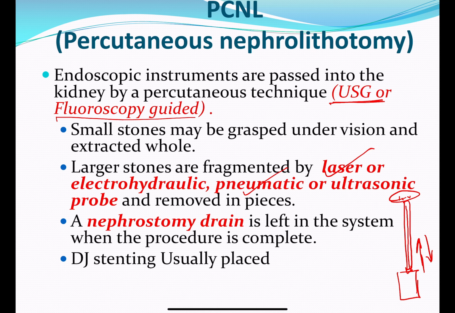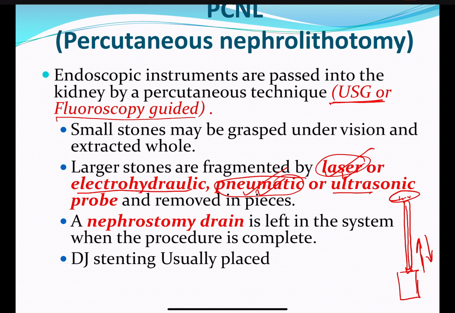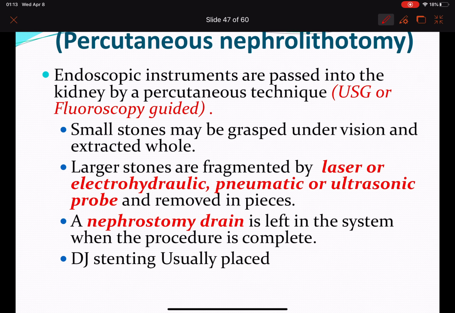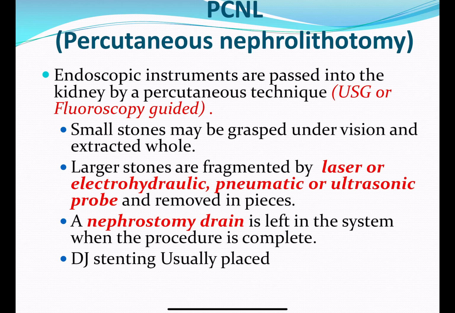This is very cheap, cost effective, but obviously the better one would be laser. So laser and pneumatic are most commonly used. Other sources may be an ultrasonic probe or an electrohydraulic probe, but mainly we use pneumatic and laser. After breaking the stone, we put a DJ stent, and we put a drain tube. These are the very basic steps. Let us see.